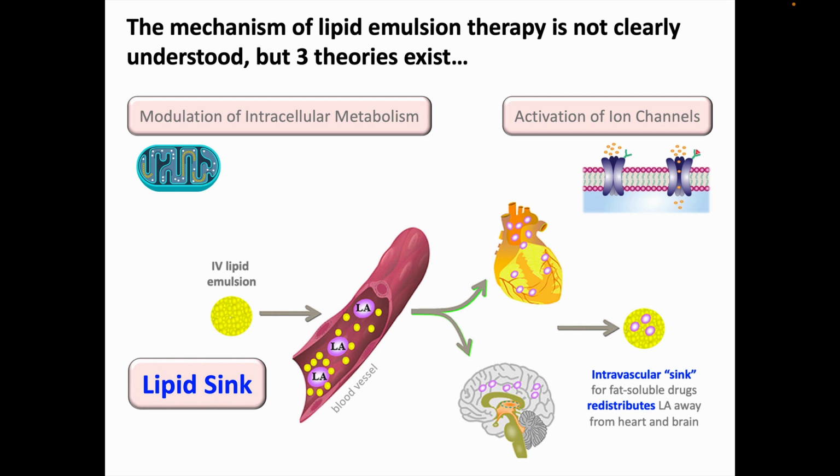The patient is given an IV lipid emulsion, and now the amount of fat in the intravascular space has been increased. The lipid emulsion will bind up the local anesthetic in the blood vessels and will start to pull local anesthetic out of the brain and the heart, redistributing it back into the intravascular space because it's a lipid sink. The lipid emulsion effectively reduces the volume of distribution of the local anesthetic, keeping more of it in the blood and out of the organs where it's causing life-threatening toxicity.